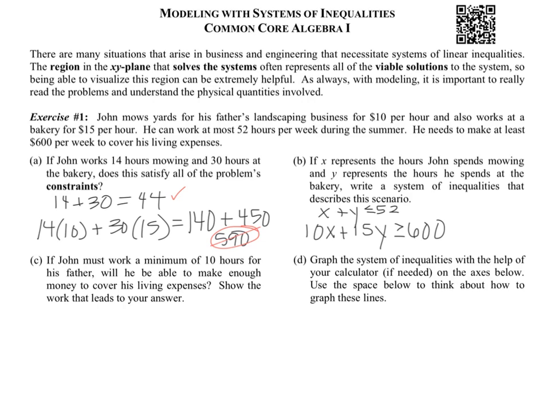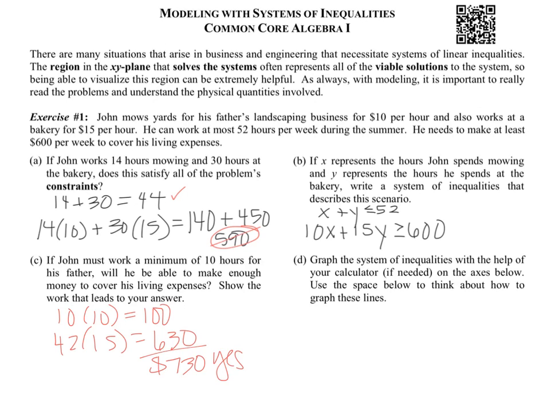So if we're looking at 10 hours for his dad, that's 10 times the $10 he makes, which is $100. And if he's working 10 hours for dad, then he's working 42 hours at the bakery. So we can take those 42 hours and multiply it by 15, which is 630. Add those together and he makes $730. So yes, he would satisfy all of his constraints if he worked the 42 hours at the bakery.